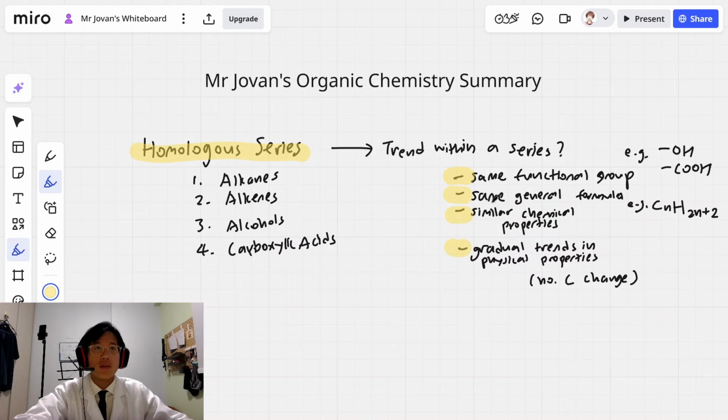This is one of the very common questions. Right now, please spend some time and write this down into your notebooks. Within a homologous series, they have the same functional group, same general formula, similar chemical properties, and a gradual trend in physical properties. I suggest you remember at least 2 of them. My favorite 2 are the same functional group and similar chemical properties. So write this down in your notebook. I'll give you some time. You can pause the video and write it down now.